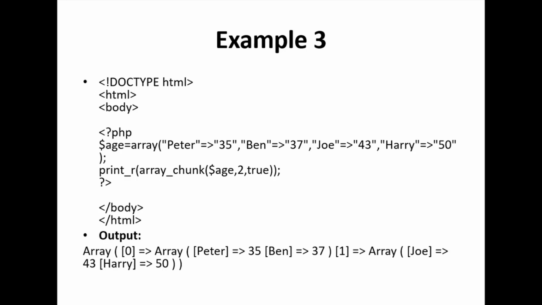In the third example, you are passing an array with key and value pairs. Peter implies 35, Ben implies 37, Joe implies 43, Harry implies 50. So print_r(array_chunk($age, 2, true)). In the output you get the array split into 2 parts: array 0 with Peter and Ben, and array 1 with Joe and Harry.